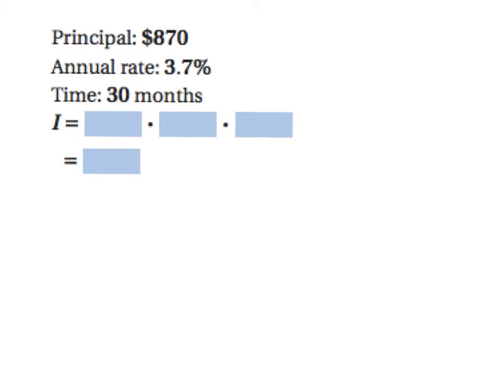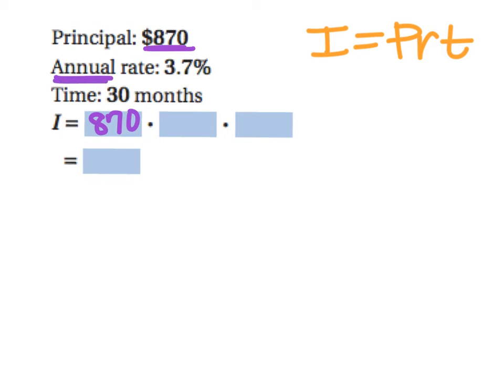All right, let's take a look at our next one. This one looks a little bit different, and I'll show you why. So we start out with our principal is $870. So let's say I borrowed $870 from the bank. So that is my principal. And I'm going to have to pay a yearly interest rate of 3.7%.